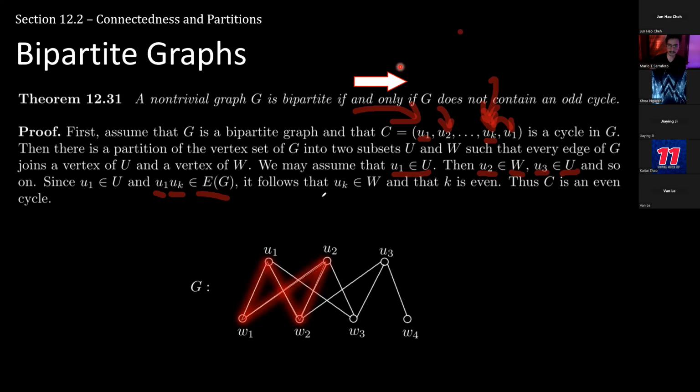If this is an edge of the graph, then UK must be in W necessarily. If I connect U1 with UK, then UK must be in W, and so K must be even. Then in order to go back to U1, I add another edge, and thus, even again. Sorry, I have an even number of edges and not an odd cycle. So you can see it in the picture here.